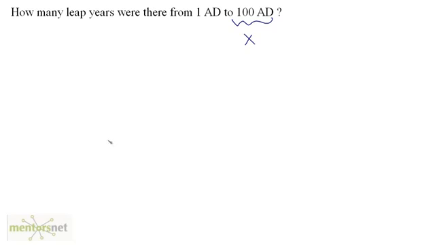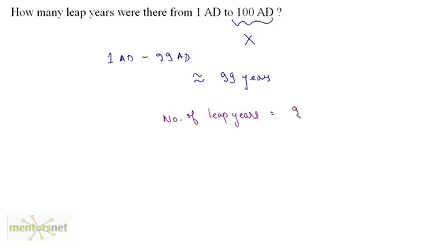Now, how many years remain? Well, we have 1 AD till 99 AD now. So how many years do they become? Well, they become a total of 99 years, right? And let us calculate the number of leap years now. So the number of leap years will be equal to 99 divided by 4, isn't it? And 99 divided by 4 gives you 24.75. Now we ignore this 0.75 and we get 24. So there are 24 leap years in the period from 1 AD to 99 AD, right?